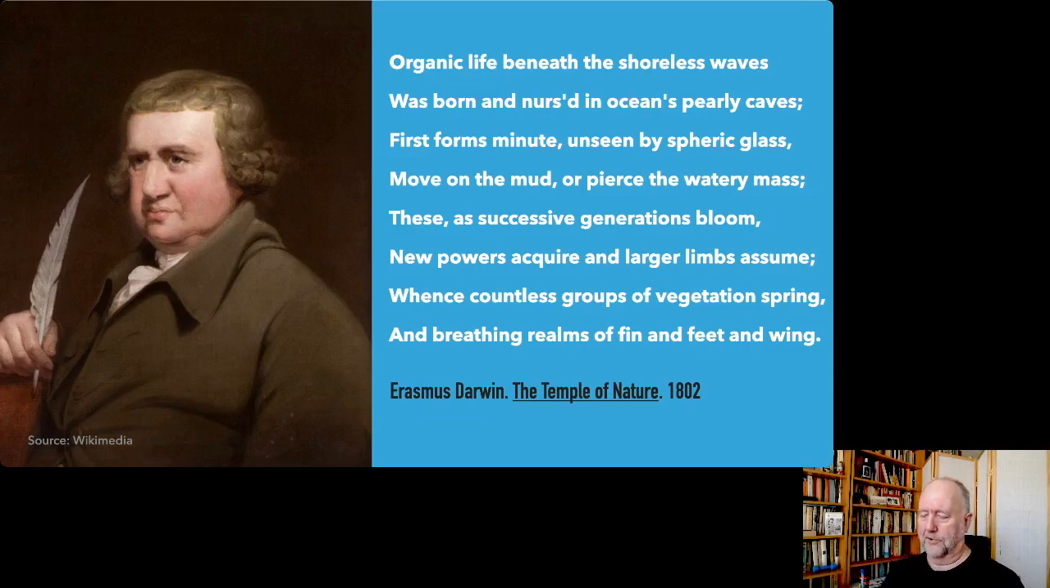Not exactly how you would present a scientific theory today, but he was one of a number of people, and arguably he preempted Lamarck in this. So in his poem, with I think some prose commentary, he presents the view that life could have arisen, organic life could have arisen in the sea, and from that point on they would evolve into more and more complex organisms.